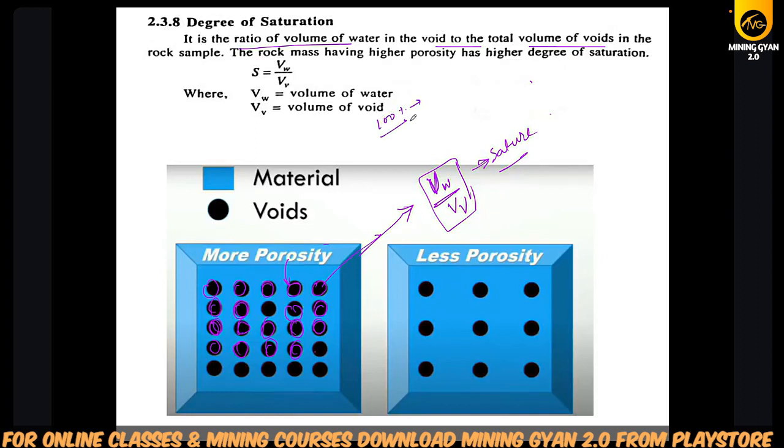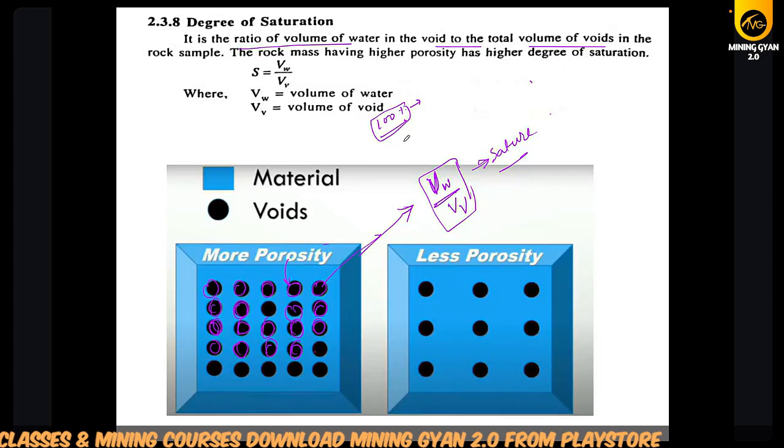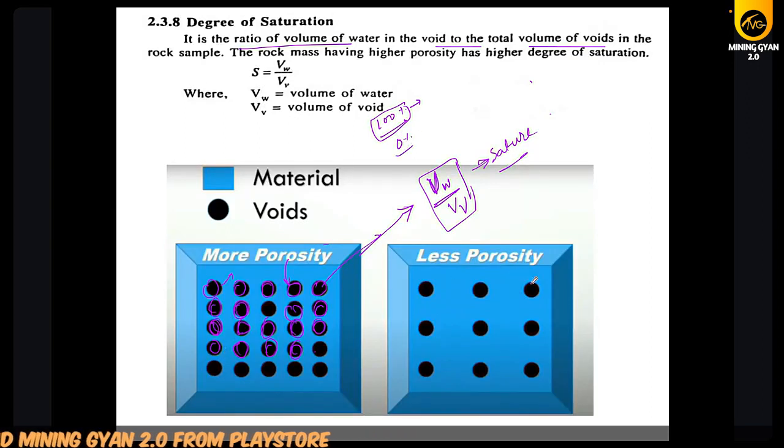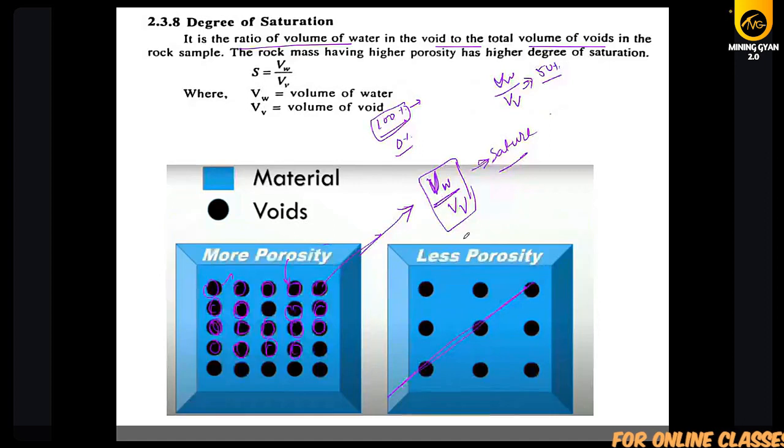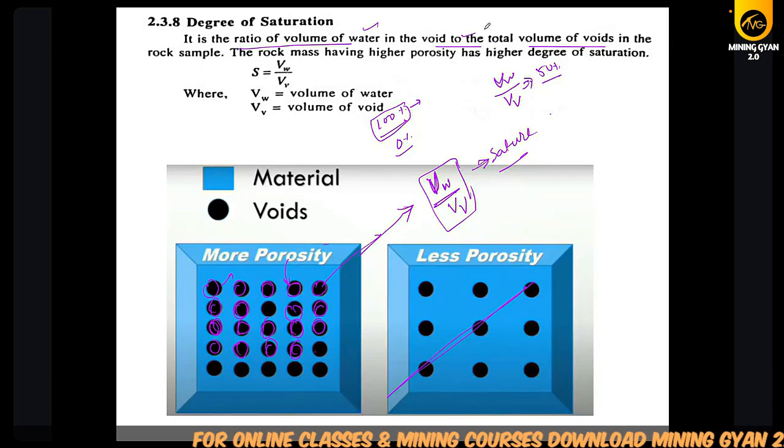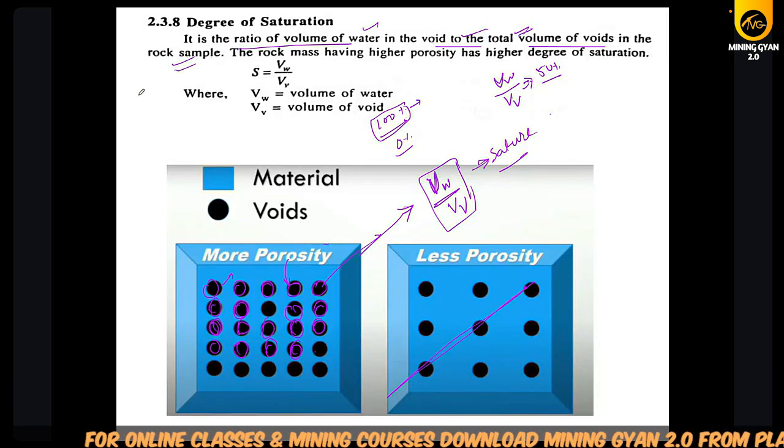If all the holes are filled with water, then 100% saturation. Or if no hole is filled with water, then 0% saturation. If 50% of the holes are filled with water, then the volume of water divided by the volume of void will be 50%. Understood? So it depends on how many holes are filled with water. So this is known as the degree of saturation. The ratio of the volume of water in the void to the total volume of the void.